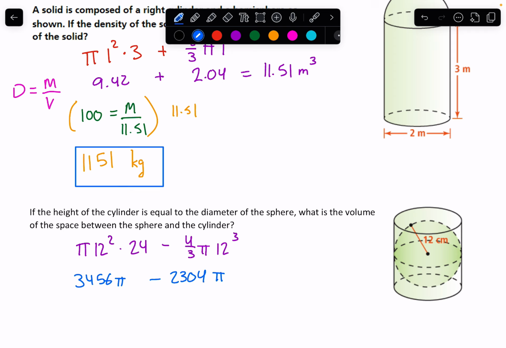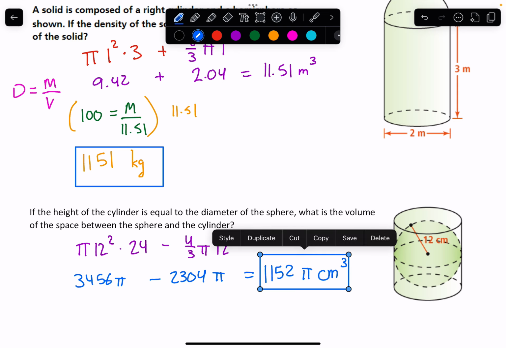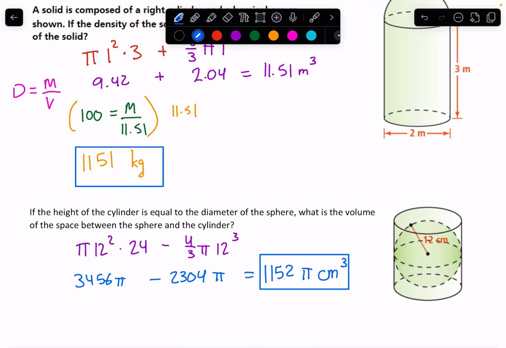So if I subtract those numbers, I find that the total unused volume, the total space between them, is 1,152 pi, it's still in terms of pi, centimeters cubed. I, of course, could find this as a decimal approximation. You might be asked to do that sometimes. Or you might be asked to leave it in terms of pi, so both forms will work here.